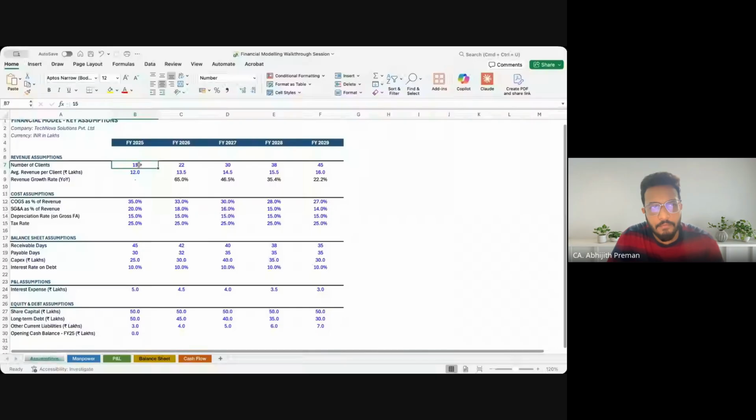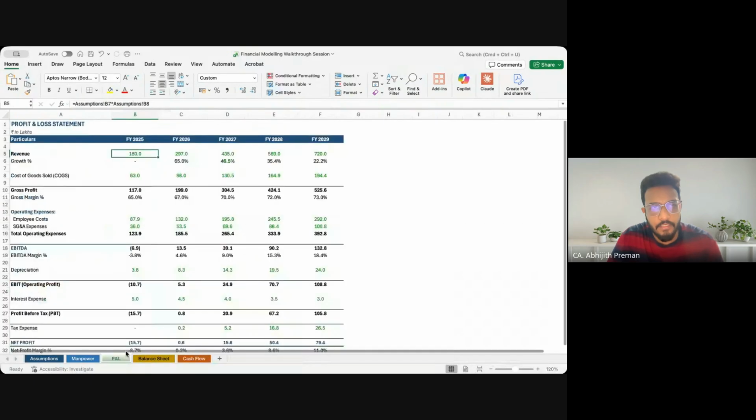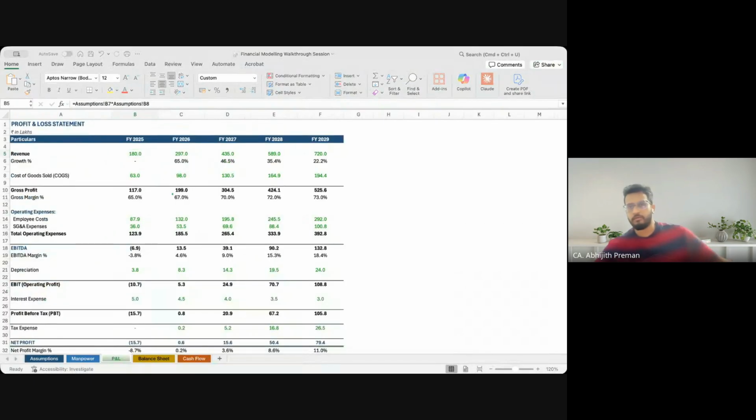See, B7 is number of clients and revenue is 12 lakh. So that's the way it is coming as 1.8 crore. Similarly, we have 2.97 coming, 4.35 coming, 5.89 coming, and 7.2 crore coming. So this is driven from the assumption sheet. If you look at this sheet, I haven't entered any number as a hard-coded number. So everything is coming from where? The key assumption sheet. I hope it is clear.